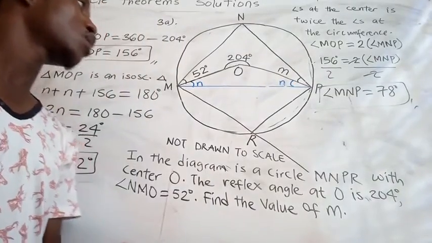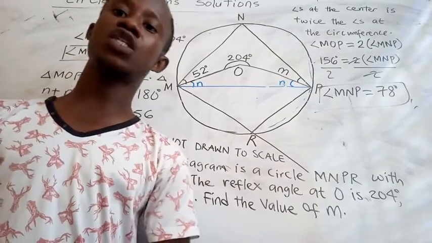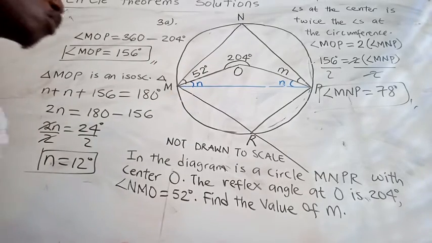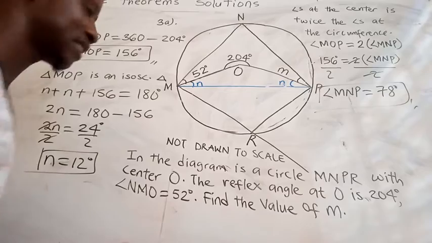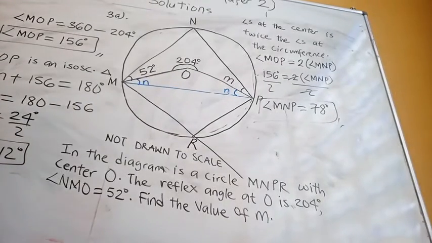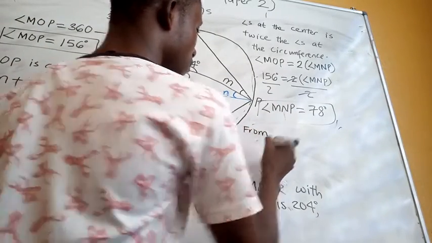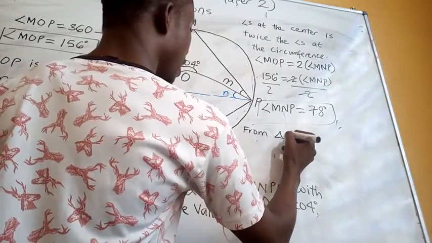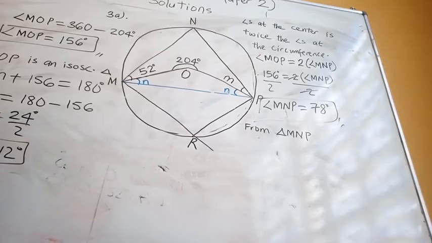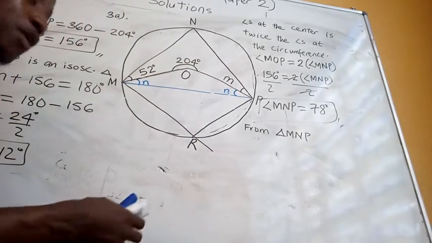We can now consider this bigger triangle and find the value of m. So we have already made life extremely easier for ourselves. So let us determine the value of m now using this bigger triangle. From triangle MNP, which is the bigger triangle, we can see that the sum of all the interior angles will be equal to 180 degrees.